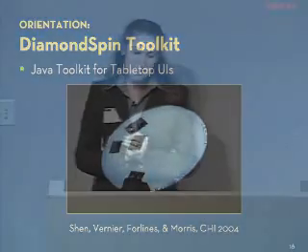A project that I was involved in with my colleagues at Merle was the creation of the DiamondSpin Toolkit. This is an open source Java toolkit for the creation of tabletop user interfaces. It's available on SourceForge. In particular, the DiamondSpin Toolkit is appropriate for tables because it provides the developer with several different ways to handle the issue of orientation on the tabletop.